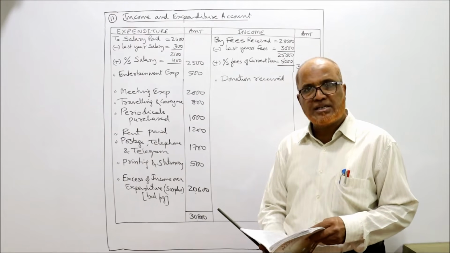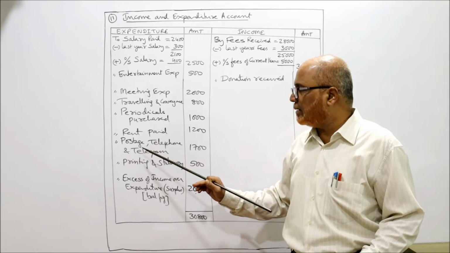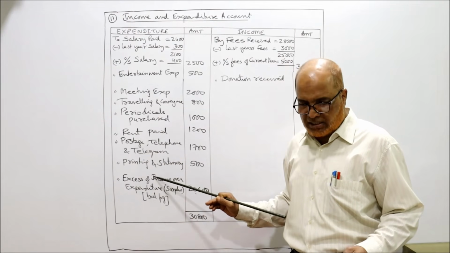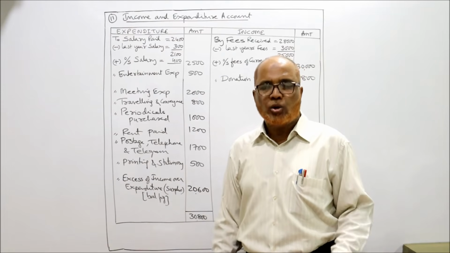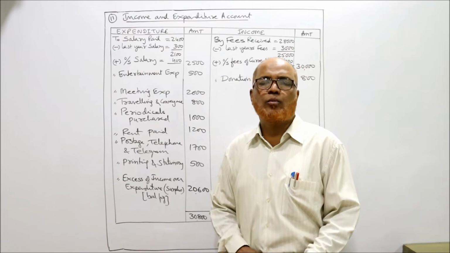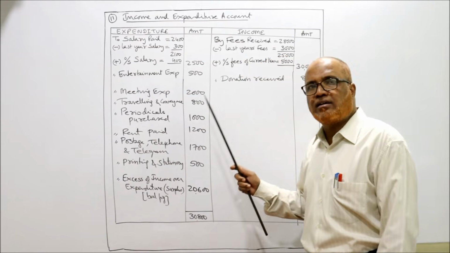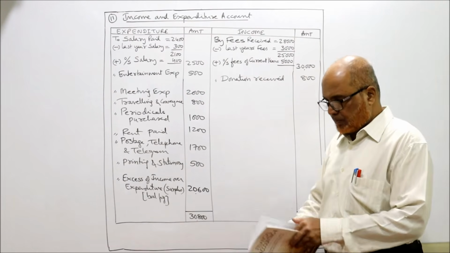देन रेंट, इट्स एन एक्सपेंडिचर, रेंट पेड. देन पोस्टेज, टेलीफोन, टेलीग्राम, इट्स एन एक्सपेंडिचर, वी हैव टेकन डेबिट साइड. प्रिंटिंग एंड स्टेशनरी, इट इज एन एक्सपेंडिचर. Then donation received, donation received is only 800 rupees. So it's a general donation of small amount. So we can treat it as an income. By donation received, 800 rupees.